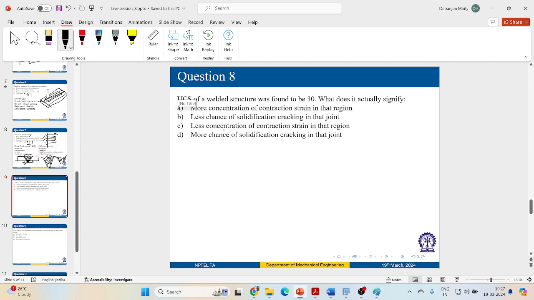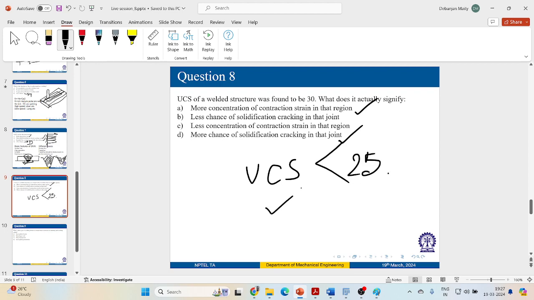So if this is more than 30, I will say more concentration of construction strain, more chance of solidification cracking, right? So A and D are true. Whenever your UCS is less than 25, that is a better joint, or the chances of solidification cracking or of this construction strain generation will be much lower compared to whenever it is higher than 25. Okay.